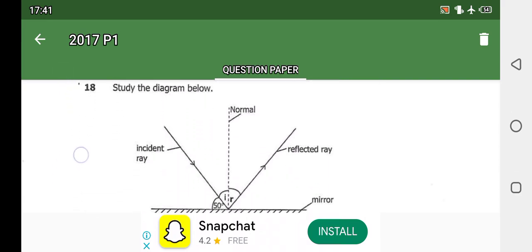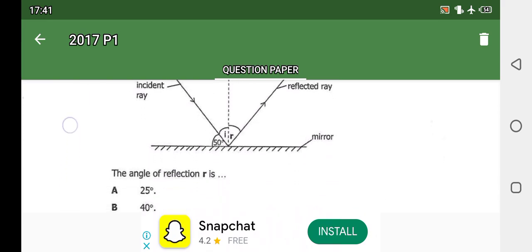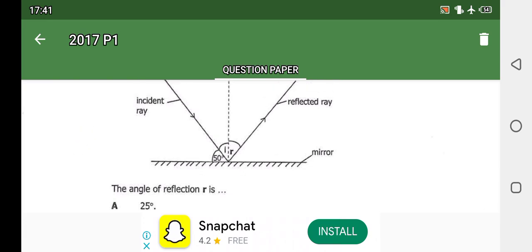Study the diagram below, question 18. So this is about reflection of light. So we've got incident ray, reflected ray, normal ray, and the mirror, which is very smooth. So what is the angle of reflection R? So what we should do here, you can see the right angle here on angle I and 50. So if you combine 50 plus I, we are going to have 90 degrees. So if you want to have I, you should subtract 50 degrees from 90 degrees, the right angle. So we are going to have the angle of incidence will be 40.